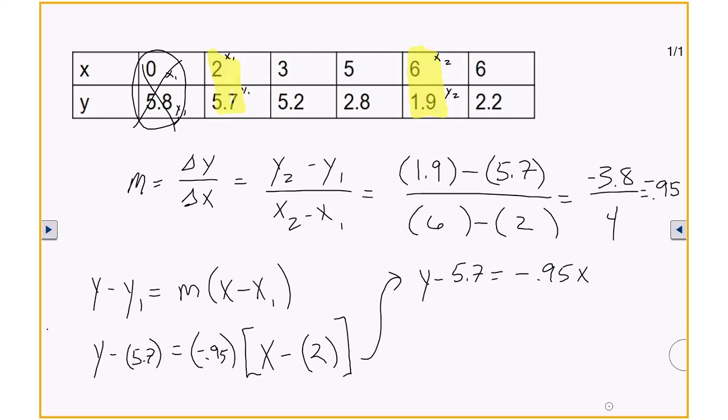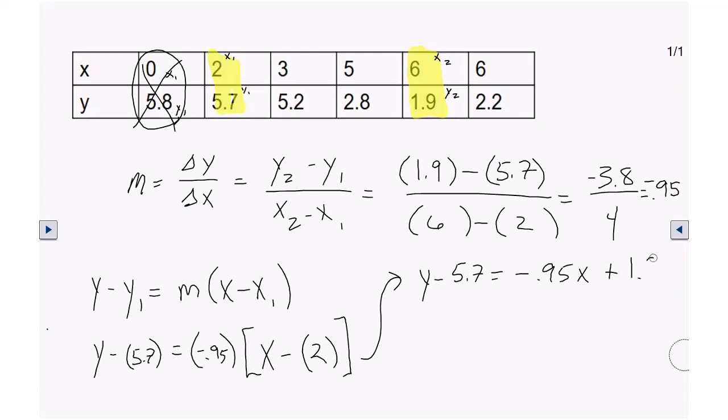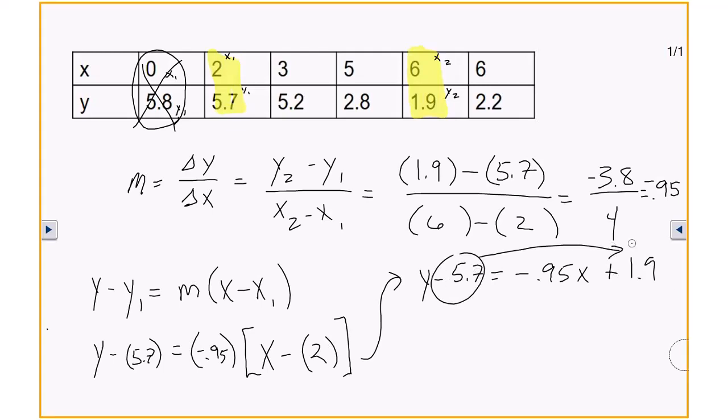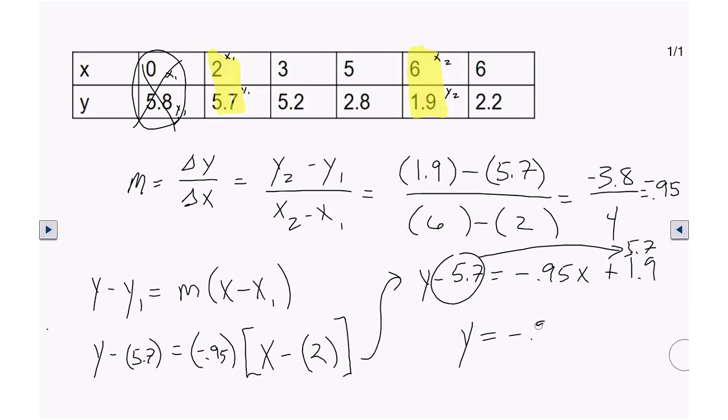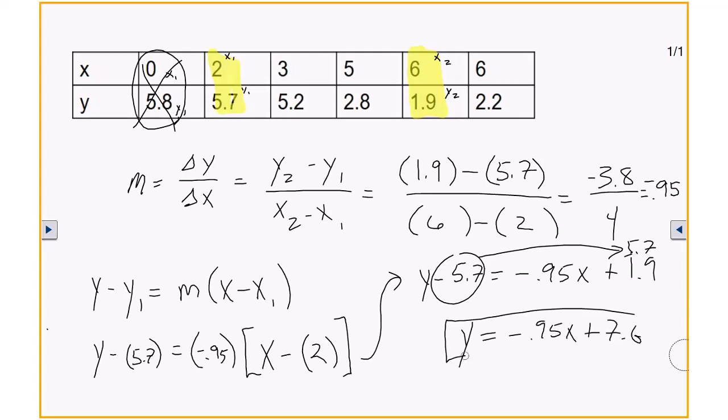Somebody multiply. 1.9. What? 1.9. Is it 1.9 even? It'll be positive 1.9. And then bring the 5.7 over, and $5.70 plus $1.90 is $7.60. Okay.